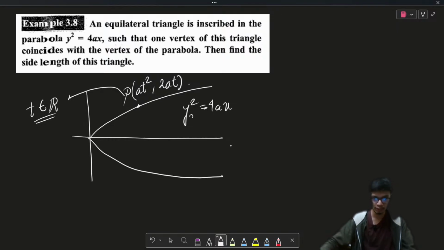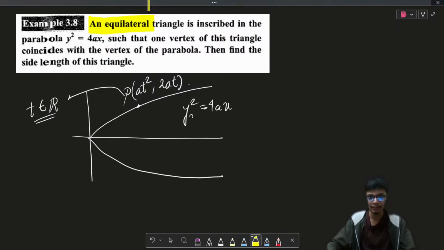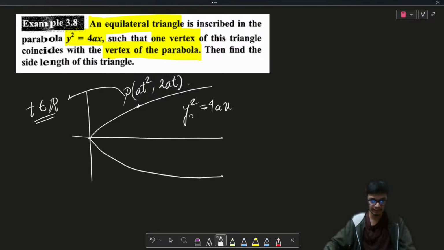This question is going to be a simple illustration of how we use the parametric form of the parabolic equation, right? It is said that an equilateral triangle is inscribed inside a standard parabola, such that one of the vertices of this triangle coincides with the vertex of the parabola. Then find the side length of the triangle, right? If we look at the problem, it is said that the vertex, which is the origin, is coinciding with one of the vertices of the triangle, right?